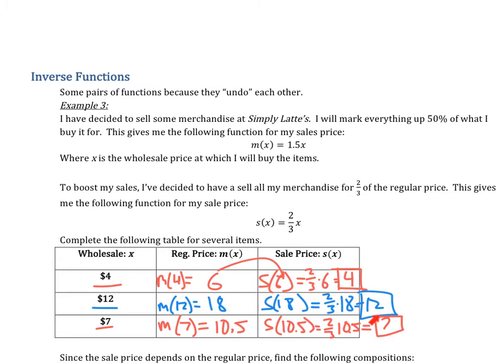So here I got two functions. I got 1.5x and I've got 2/3 x. And when I do one function after the other, well, I get what I started with. Started with 4, ended up with 4. Started with 12, ended up with 12. Started with 7, ended up with 7. So I'm doing a lot of work for nothing here. And so basically my sale is just selling everything for the price I bought it for.